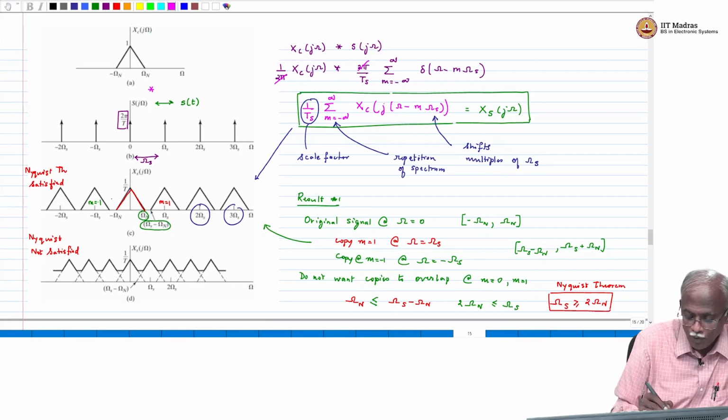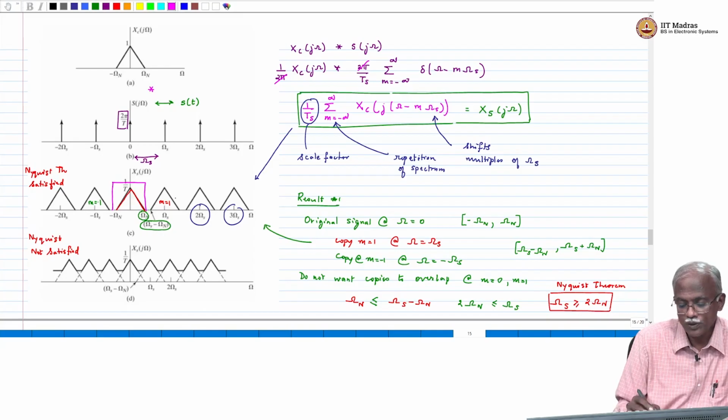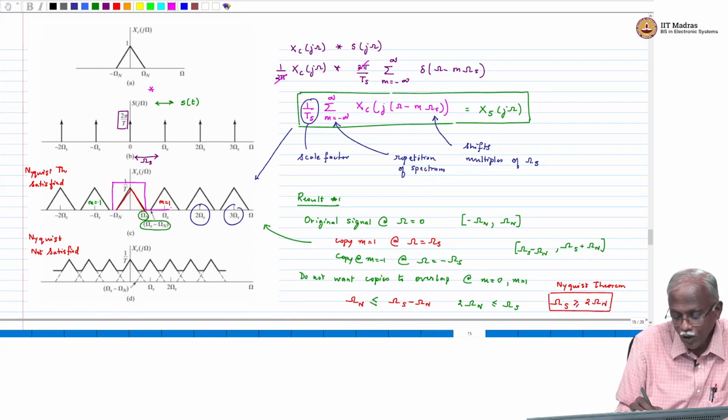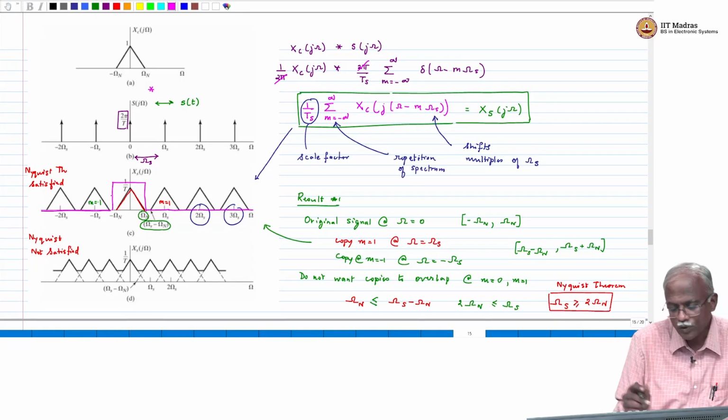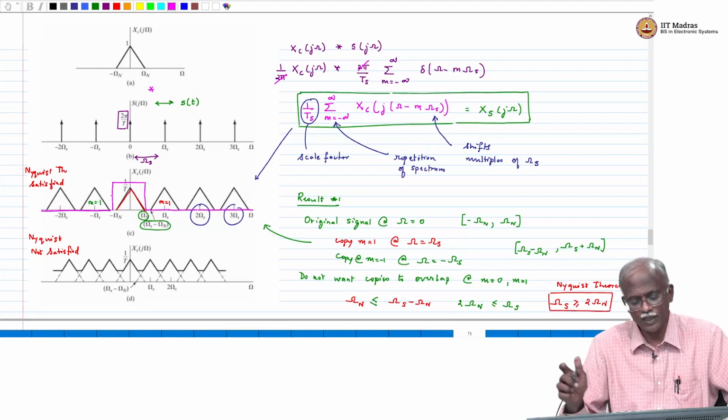It is if you now apply an ideal low pass filter which will keep the original copy, m equal to 0, and remove all other copies. All other copies are eliminated: m equal to +1, -1, +2, -2, everything.